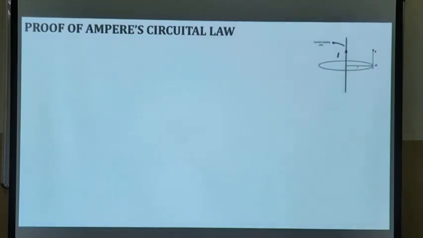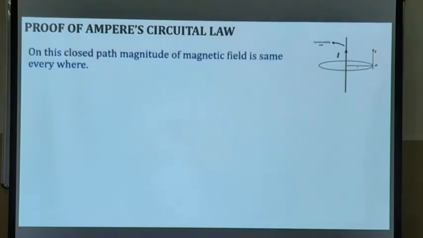For our reference I am keeping this particular diagram. Now on this closed path, magnitude of magnetic field is same everywhere, because we know that a circle has a property that its radius is same. So a circle will not have varying radius, no? Because of that reason, at any position on this circular path, magnetic field will have the same magnitude, because every point is separated at the same distance from the straight wire. So we can say that magnitude of the magnetic field is same everywhere.